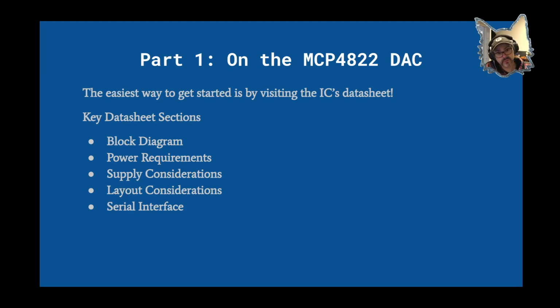Okay, so in order to understand what we need to do with our DAC, the first thing we need to do is look at the datasheet. In the datasheet, we want to look at the block diagram so we can get an understanding of what's happening under the hood for this device, to see whether or not we need to add additional circuitry to further complement the signal. We need to look at the power requirements. We need to look at the layout considerations. We need to look at the serial interface for the device so that we know how to communicate with it. So let's take a quick look at the datasheet and see what this is about.